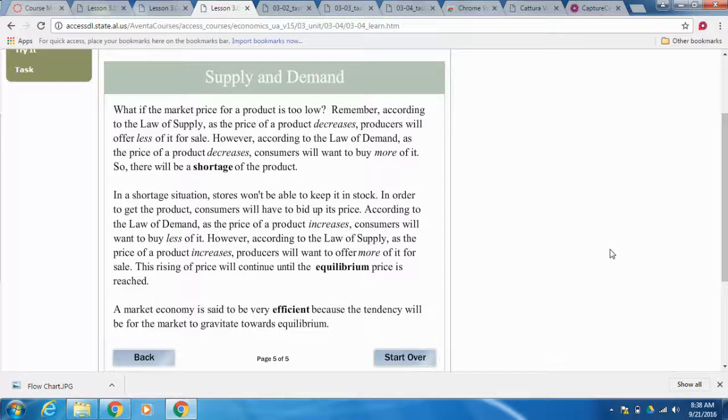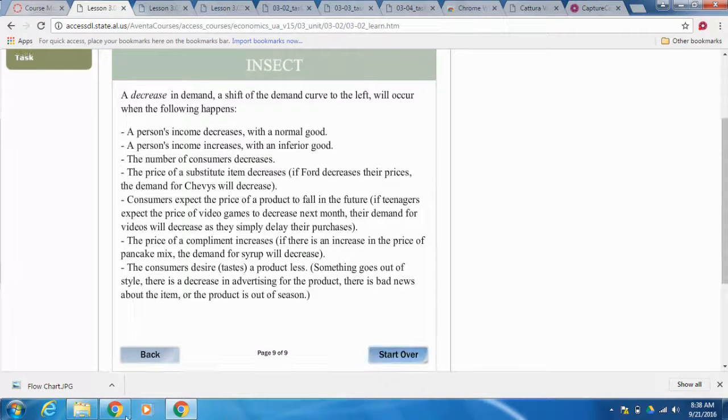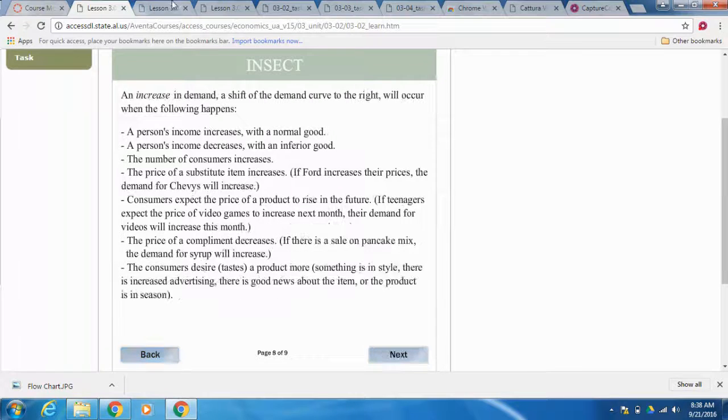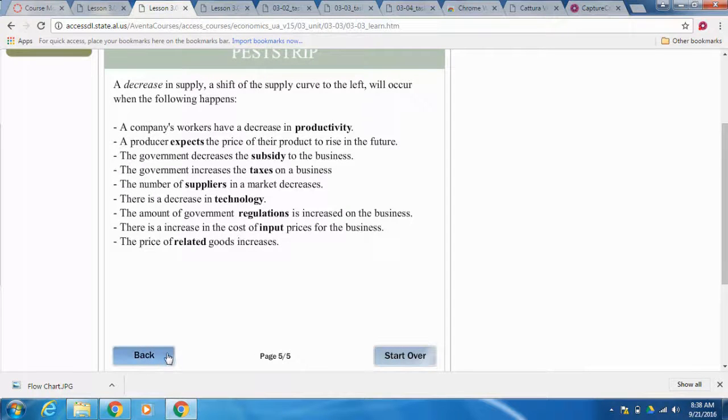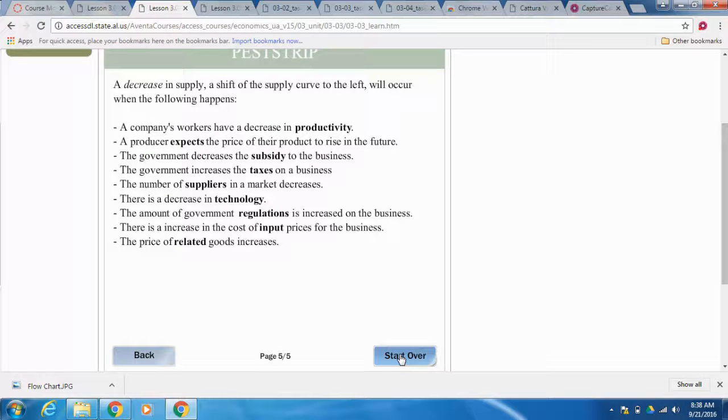Okay, I hope this has made a little more sense. To be honest with you, if you go back and you use these insect pages and the pest strip pages, they give you the answers to some of those questions in your assignments. Like without even looking at the graph. Like there's an increase in government regulations. You should automatically know that an increase in government regulations is going to be a decrease in supply because it says it right there.